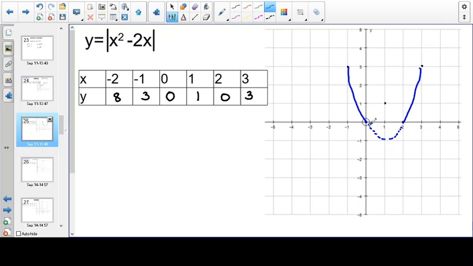Okay, so what's happened is that's the graph of x squared minus 2x. The graph of modulus x squared minus 2x is actually that. So that bit there that's gone below the x-axis is actually reflected in the x-axis. Okay, so that's what we should have. That's the modulus graph.